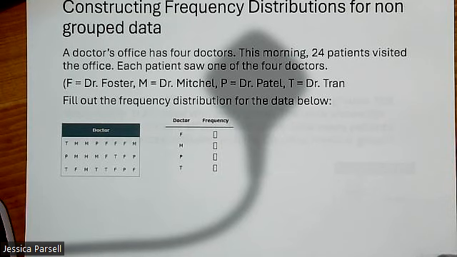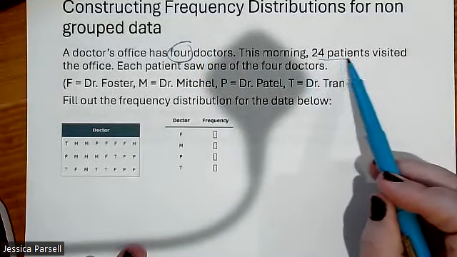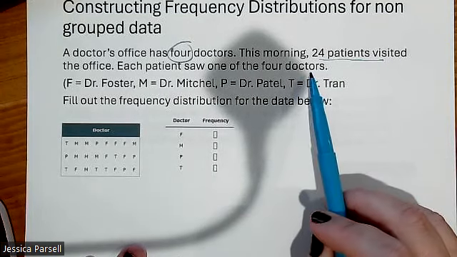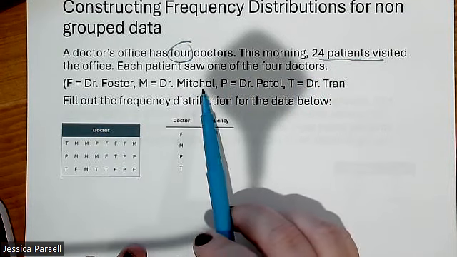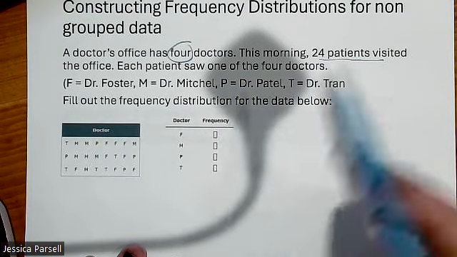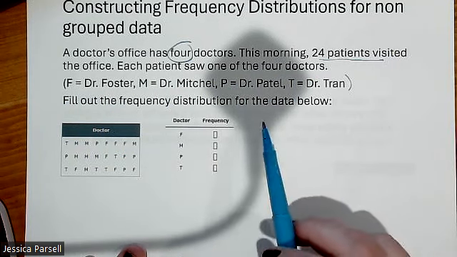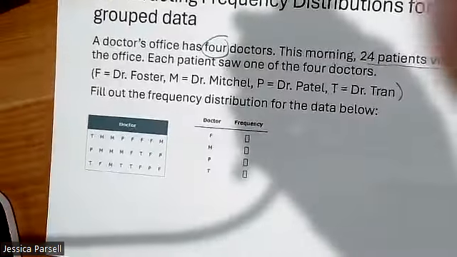Okay, we're gonna move on to constructing frequency distributions for non-group data. A doctor's office has 4 doctors. This morning, 24 patients visited the office. Each patient saw one of the 4 doctors. So the key is F is Dr. Foster, M is Dr. Mitchell, P is Dr. Patel, T is Dr. Tran. Okay, fill out the frequency distribution for the data below. This looks like one of those eye tests you take when you go to the eye doctor.